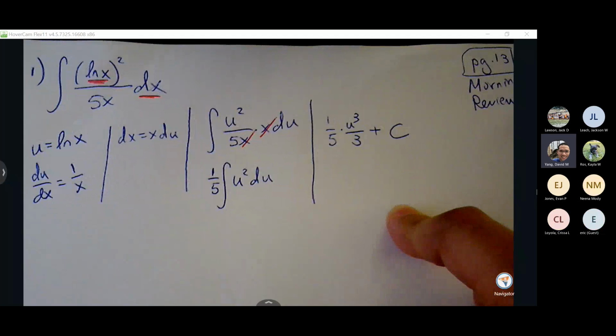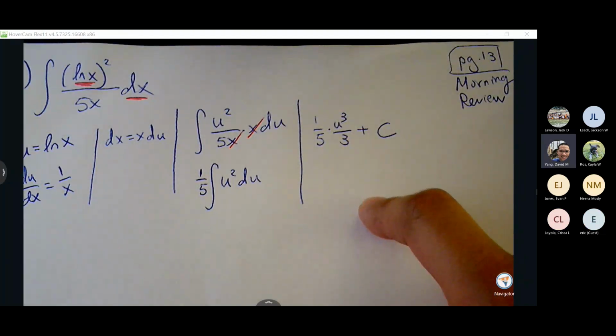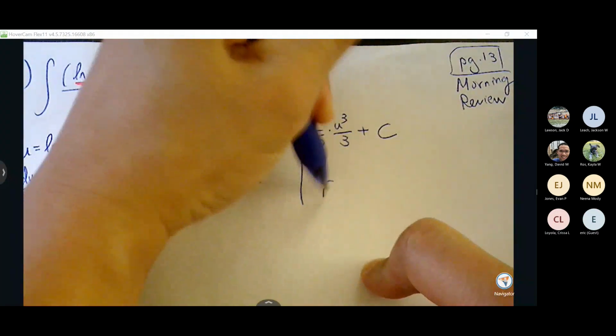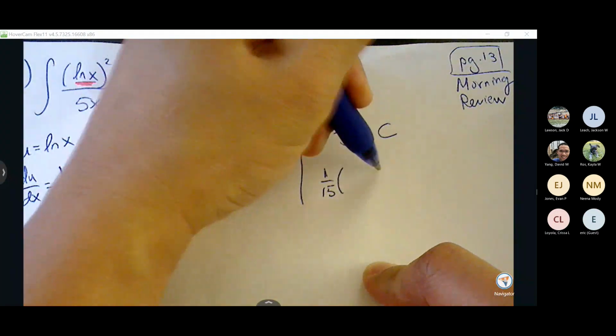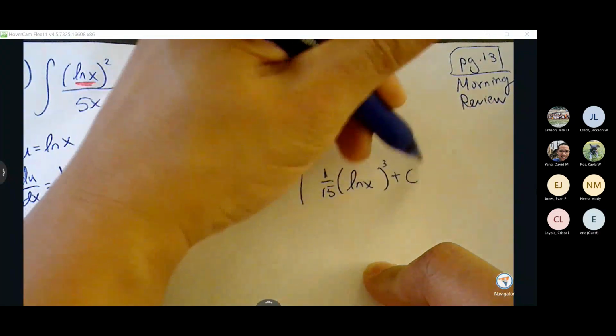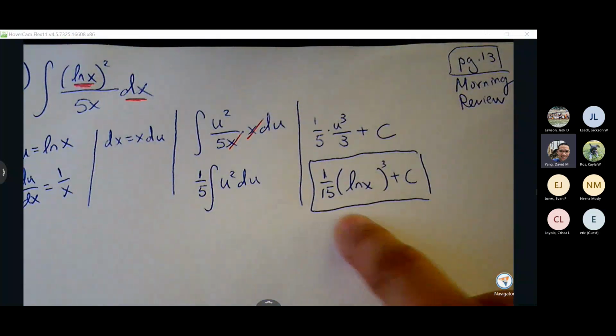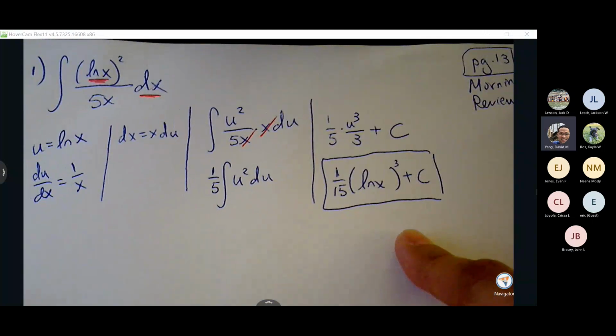Okay. And now let's bring the variable x back. You can place that 15 in the denominator, you can push it out in front. Variation is fine.